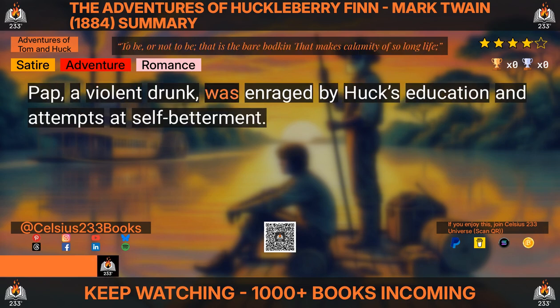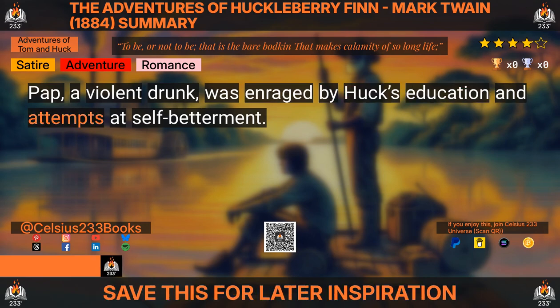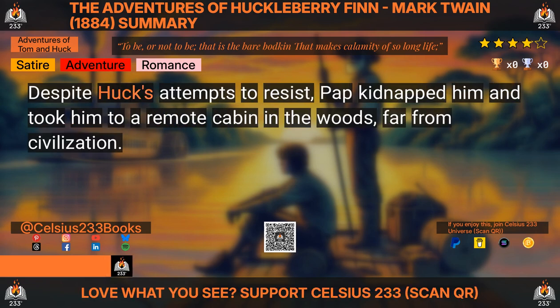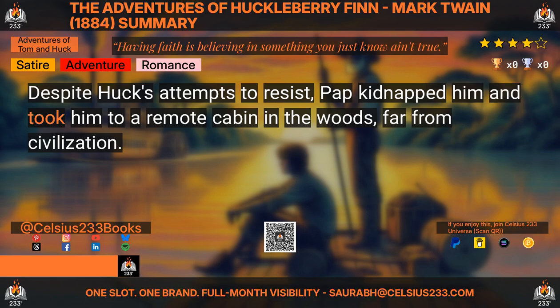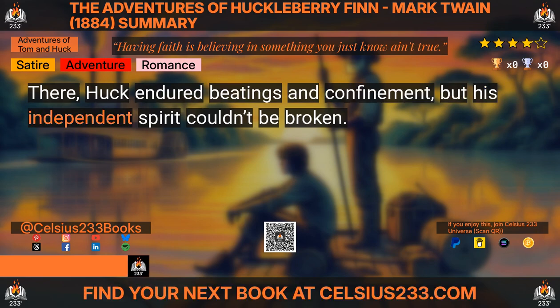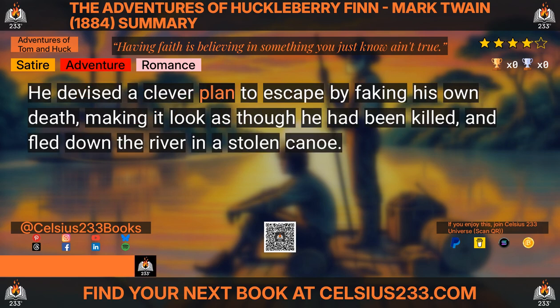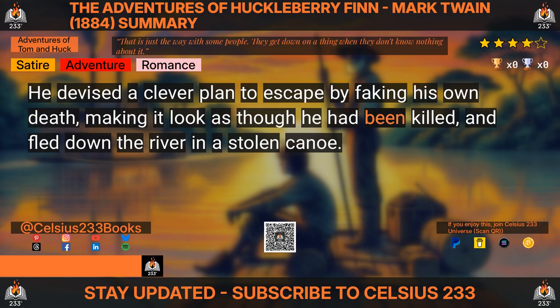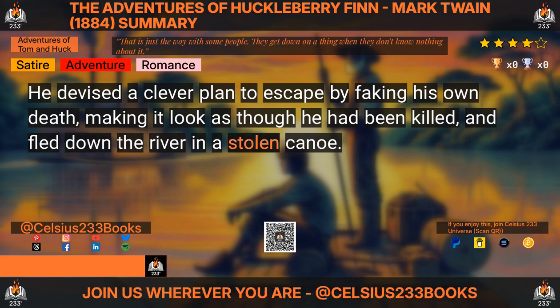Pap, a violent drunk, was enraged by Huck's education and attempts at self-betterment. He wanted Huck's money, the small fortune Huck and Tom found during their earlier escapades. Despite Huck's attempts to resist, Pap kidnapped him and took him to a remote cabin in the woods, far from civilization. There, Huck endured beatings and confinement, but his independent spirit couldn't be broken. He devised a clever plan to escape by faking his own death, making it look as though he had been killed, and fled down the river in a stolen canoe.